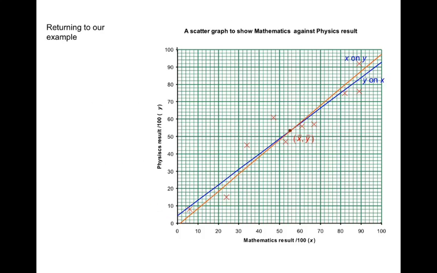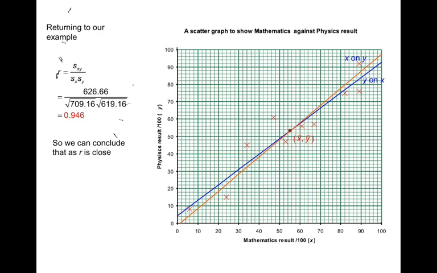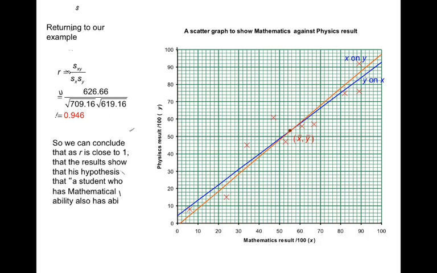Returning to our example, so there's the graph of our example. This is all the numbers that we put in. This value we've calculated before. This value we've calculated, we just need to take the square root of it. This is the standard deviation of Y, standard deviation of X, the covariance, and then we get this value of 0.946. That's how it's calculated. So we can conclude that as R is close to 1, the results show that his hypothesis, that a student who has mathematical ability also has ability in physics, might be true.